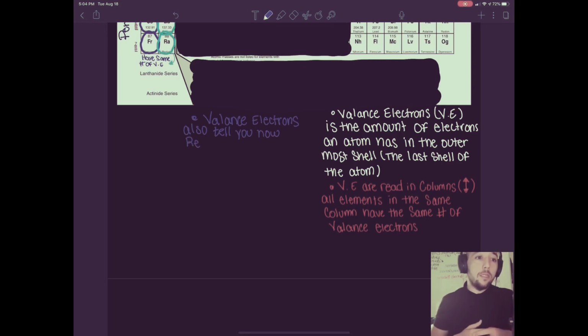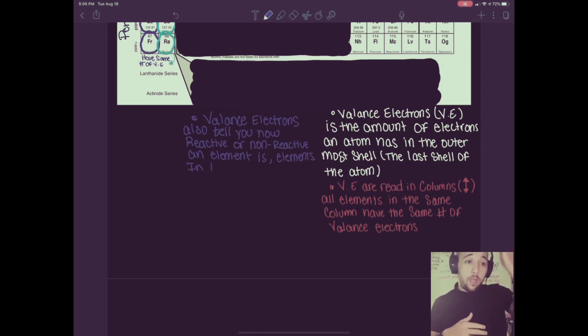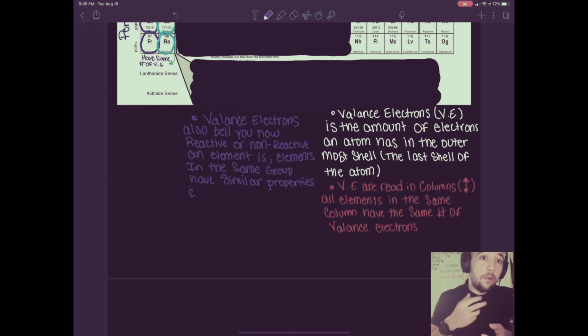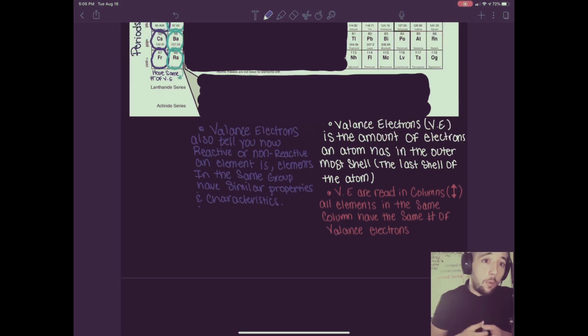So a group doesn't only tell you the number of valence electrons, it also tells you what kind of reactivity that element's going to have. So is it super explosive? Is it not explosive? If you're in the same column, you're going to have very similar characteristics. The number of valence electrons does dictate how reactive you are. So valence electrons tell you how reactive or non-reactive an element is. If the elements are in the same group, they'll have similar properties and characteristics.